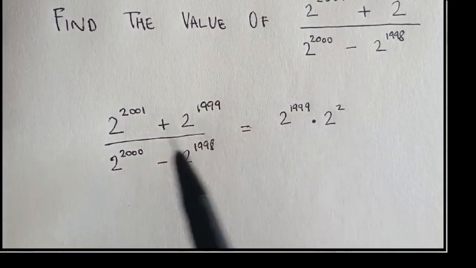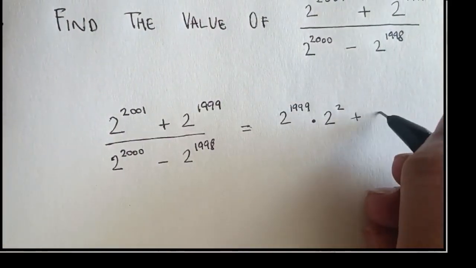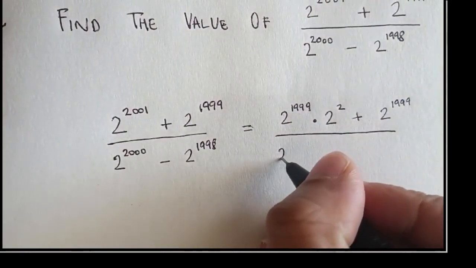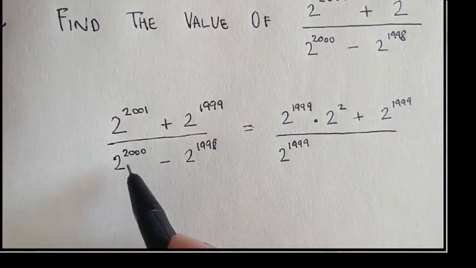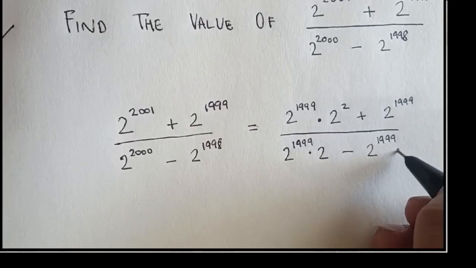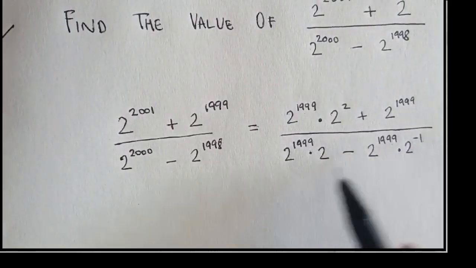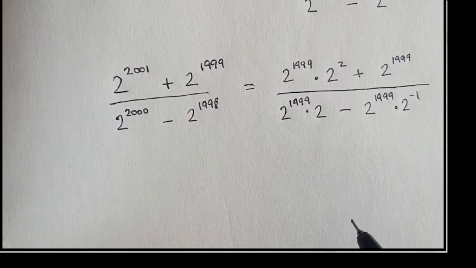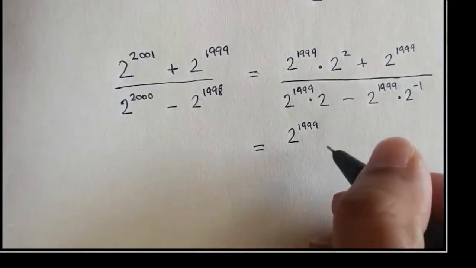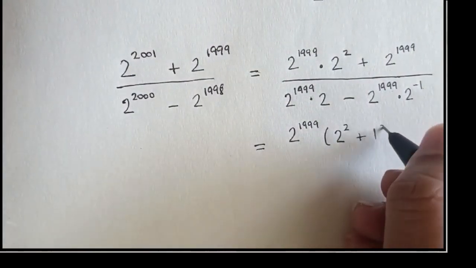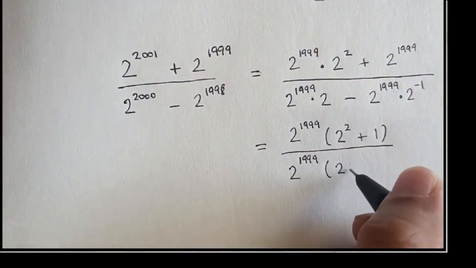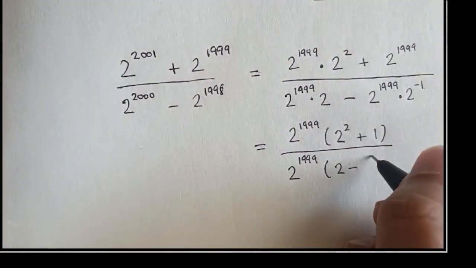So is this correct? 1999 plus 2 is equal to 2001, right? Plus 2 to the power of 1999. Now what I do in the denominator is the exact same thing. I write this expression in terms of 2 to the power of 1999. So this is 2 to the power of 1999 into 2 minus 2 to the power of 1999 into 2 to the power of minus 1. So 1999 minus 1 is equal to 1998. Okay, so proceeding further, I take out the 2 to the power of 1999 on top. So 2 squared plus 1, divided by 2 to the power of 1999, 2 minus, now 2 to the power of minus 1 we all know is half, right?